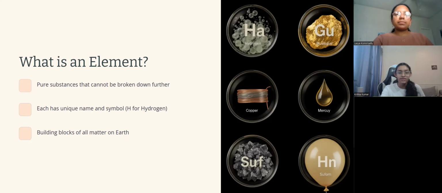So, elements are pure substances that cannot be broken down further, so they're already at their simplest form. Each element has unique names and symbols. For example, hydrogen is a name and its symbol is H. And then carbon's symbol is C, and oxygen's symbol is O. And obviously there are 100 more and I'm not going to be listing them all out. So I'm pretty sure you guys got the idea. And then an element is basically the building blocks of all matter on Earth. So let's get into it.